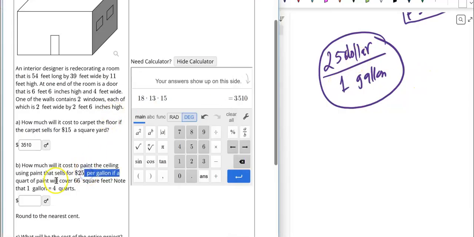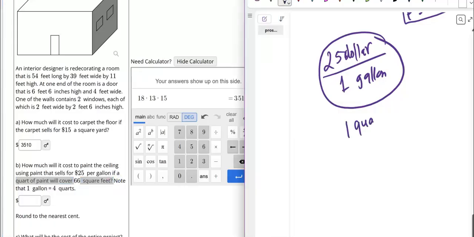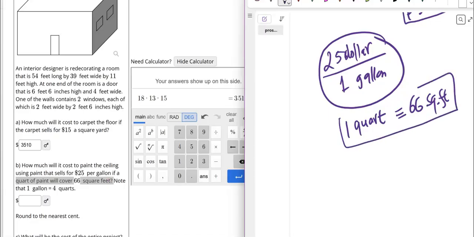You have other information here. It says a quart of the paint will cover 66 square feet. So 1 quart of paint covers 66 square feet. That's also given. Also, you are given that 1 gallon equals 4 quarts.